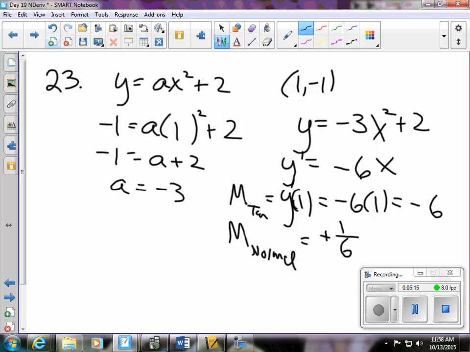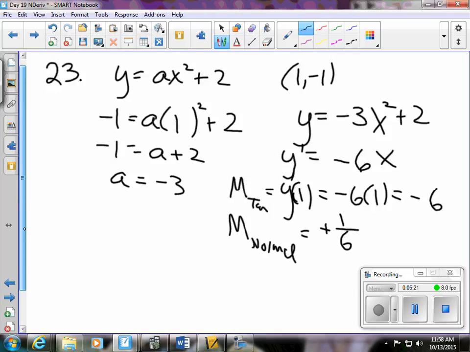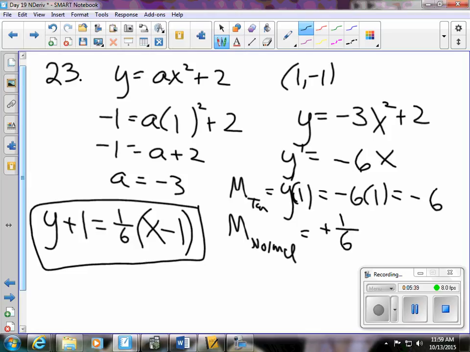It's got to go through this point. Can we write the equation of the line? Let's do it. Okay, so y minus the y coordinate, so it's y plus 1 equals 1/6 times x minus the x coordinate, x minus 1. Bam. Good.